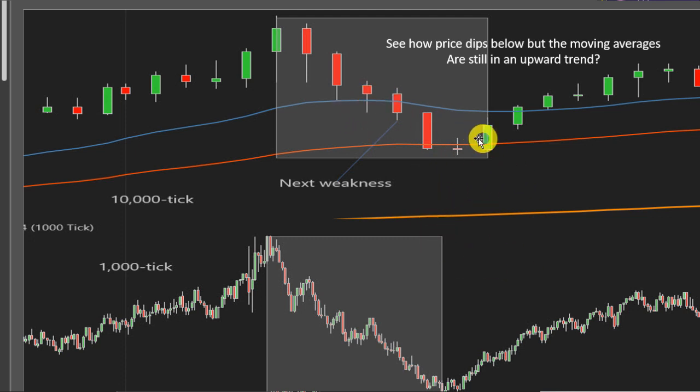When there's a crossing below the 200 moving average, you're going to get a crossing of the moving averages. You're going to get the moving averages heading down, pointing in the other direction. That's a completely different kind of strategy setup.